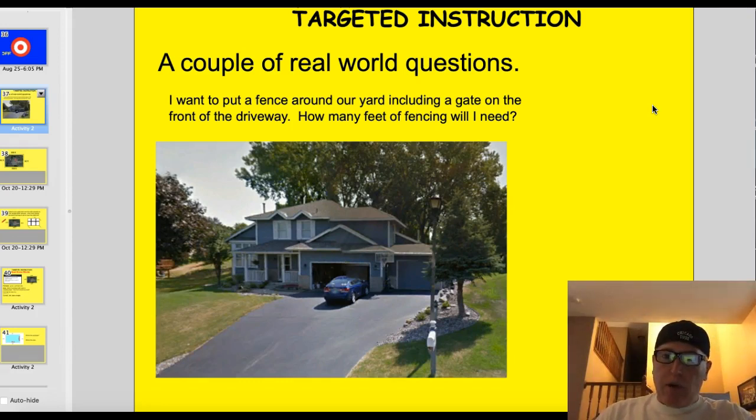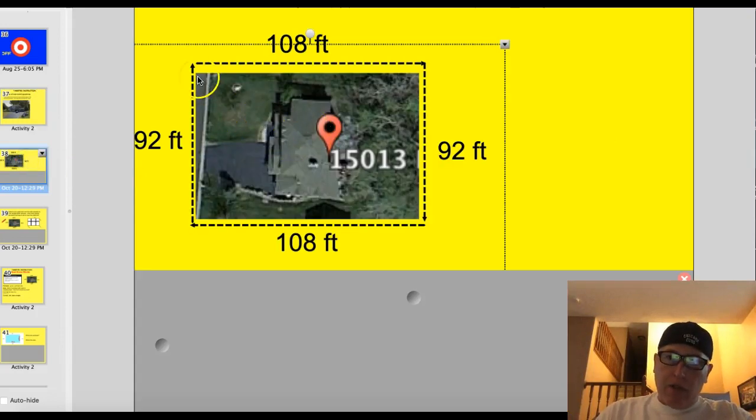I want to put a fence around our yard, including a gate on the front of the driveway. How many feet of fencing will I need to do this? Well, let's take an aerial view of that. So my lot is 92 feet wide and 108 feet deep.